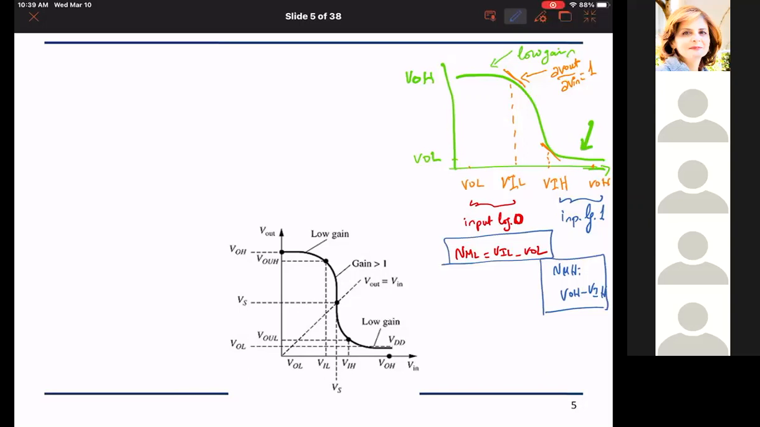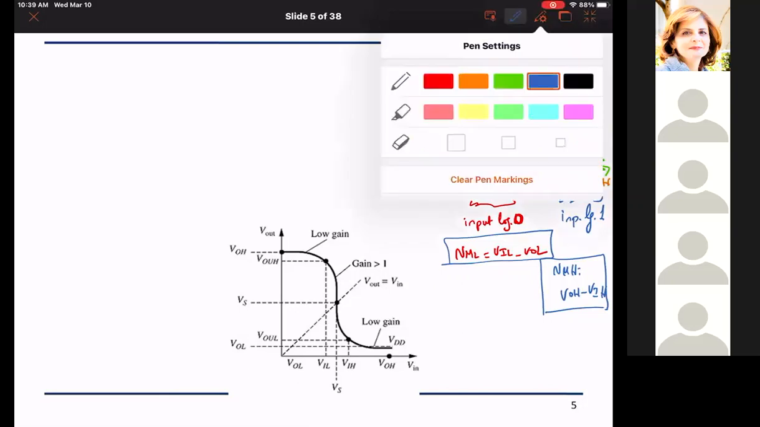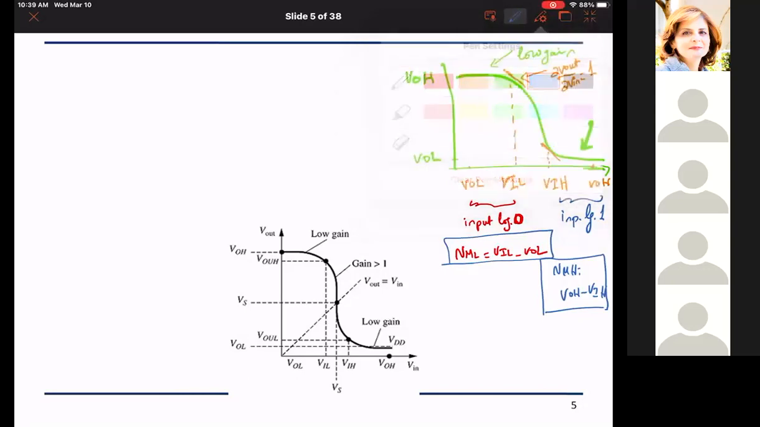And on top of this, we are going to define a point VM that tells me how symmetric the circuit is. This point VM is really the point at which V out equals Vin equals VM. Why does this matter for me? Because if the circuit is symmetric, this point will be VDD over 2.